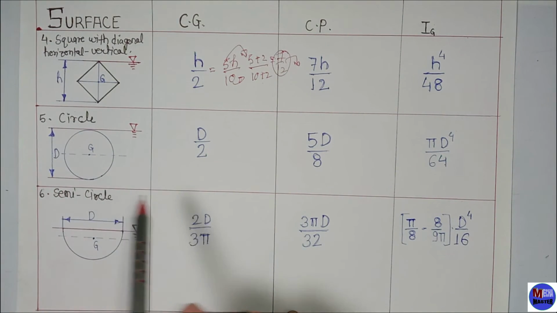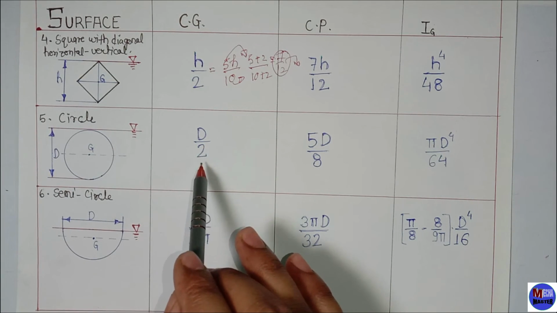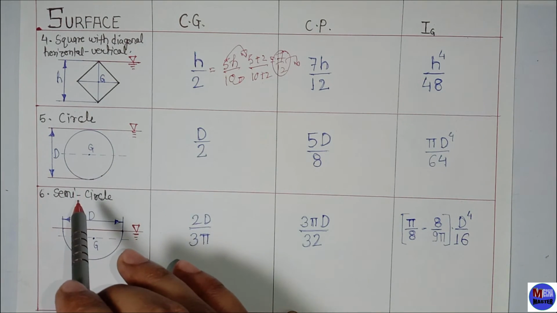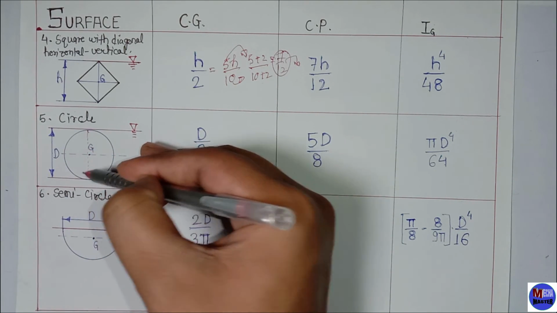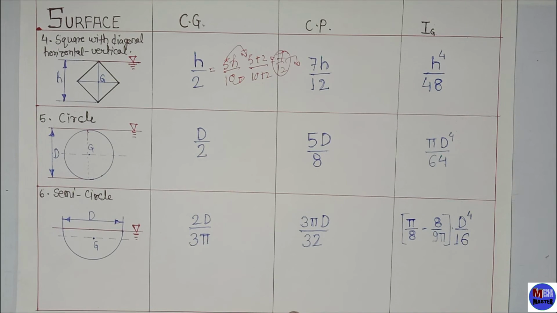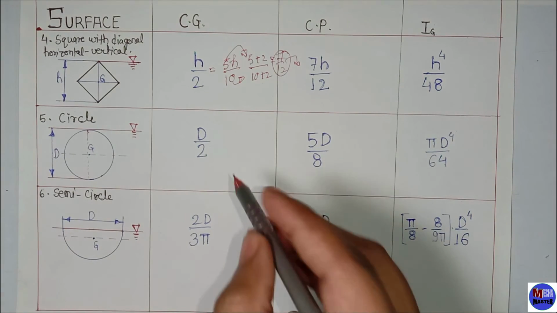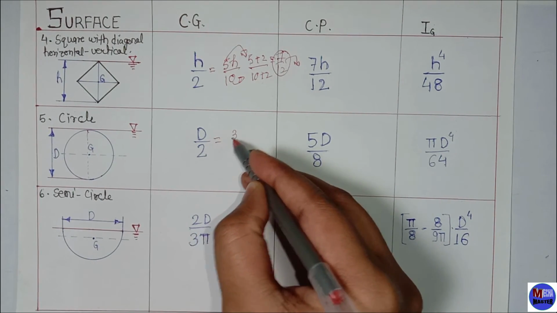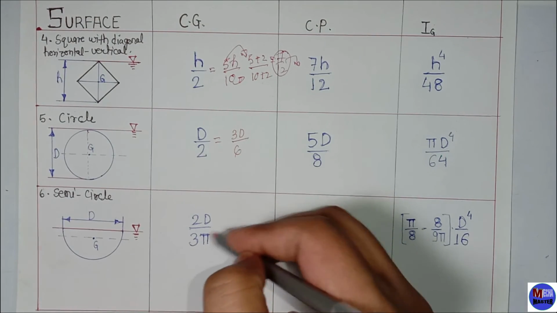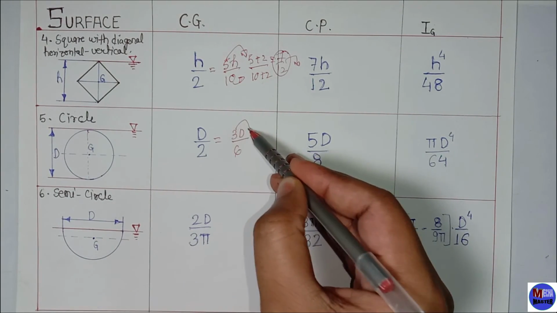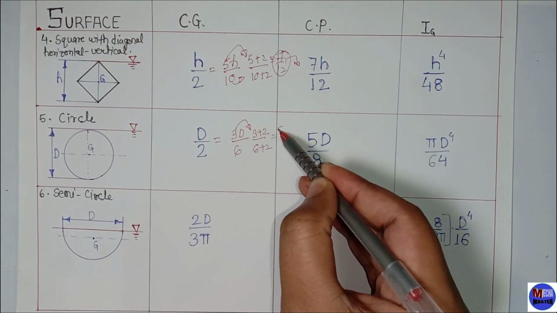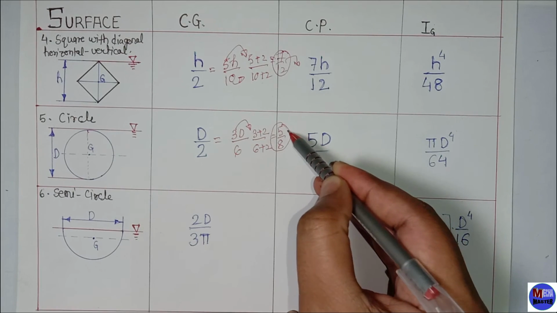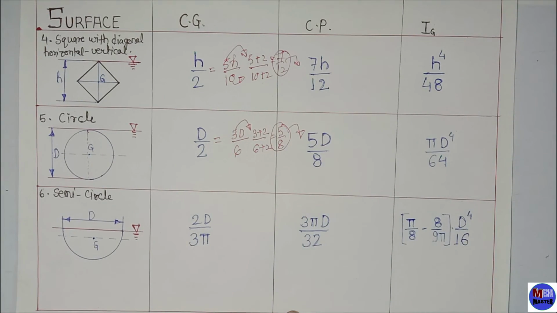In the case of circle, the distance of center of gravity is d by 2. This is also a special case, because if we draw a vertical line, it will not divide into circles. So first of all, we have to multiply it by 3. This will be 3d by 6. Then we have to again add 2. 3 plus 2 and 6 plus 2. It will be 5 by 8. There is written 5 by 8.